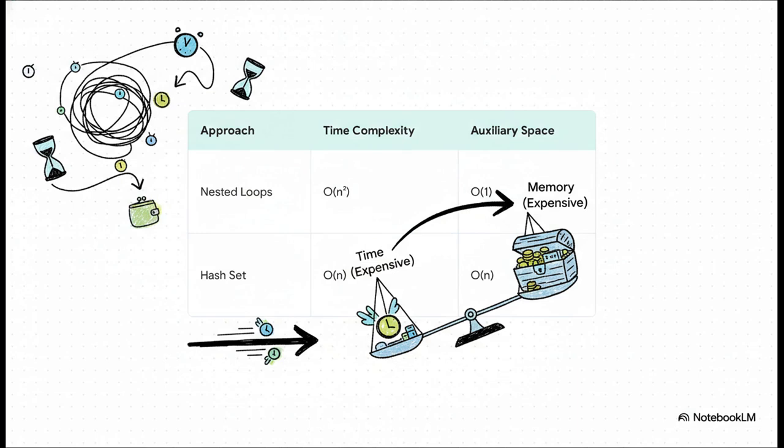And this slide right here perfectly shows the trade-off. Think of time complexity as the price you pay in processing time and auxiliary space as the cost in memory. The nested loops, they're really cheap on memory, but man, are they expensive on time. The hash set approach completely flips that. You pay a little bit more in memory to get this massive discount on time. And trust me, for large lists, that's a trade you're going to want to make every single time.